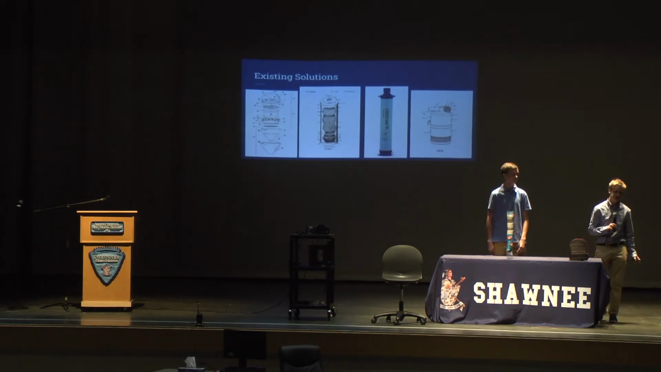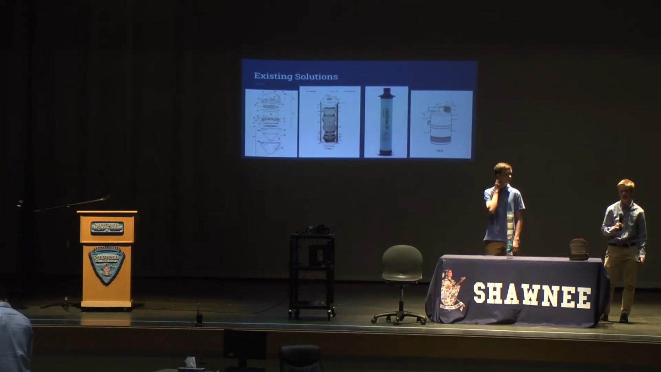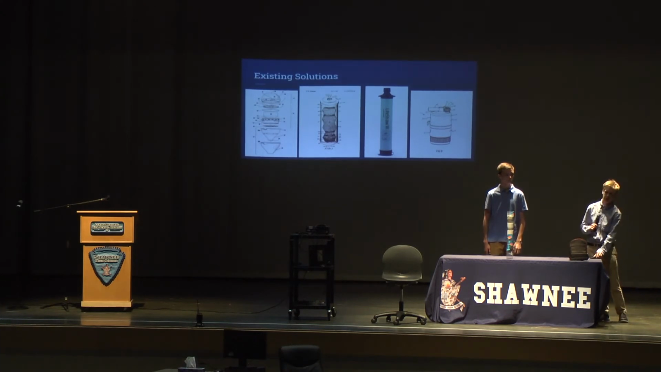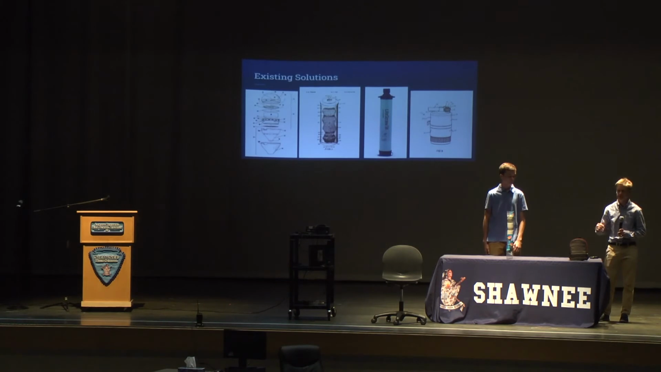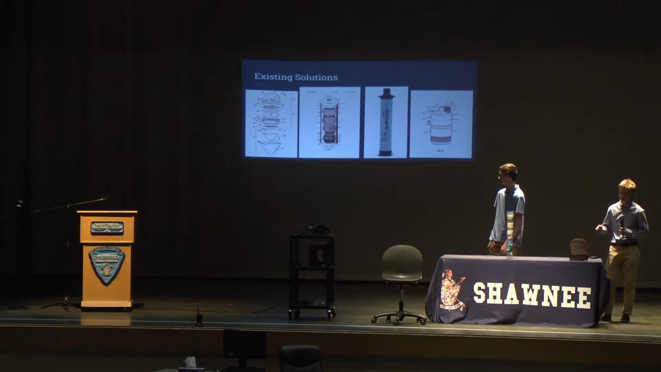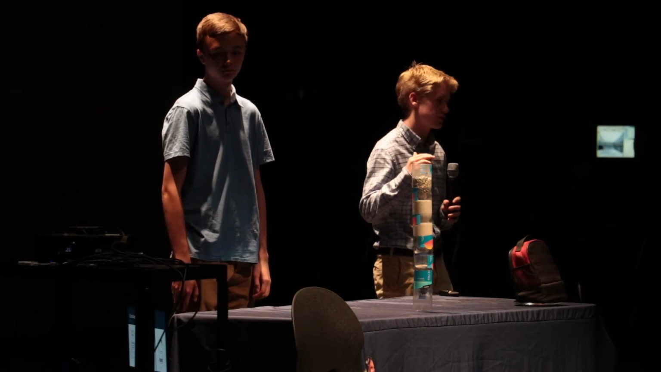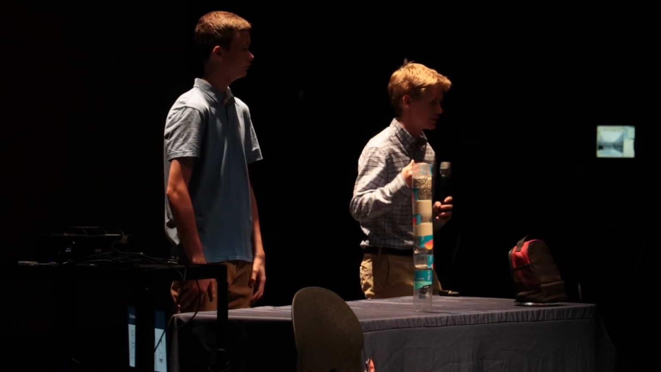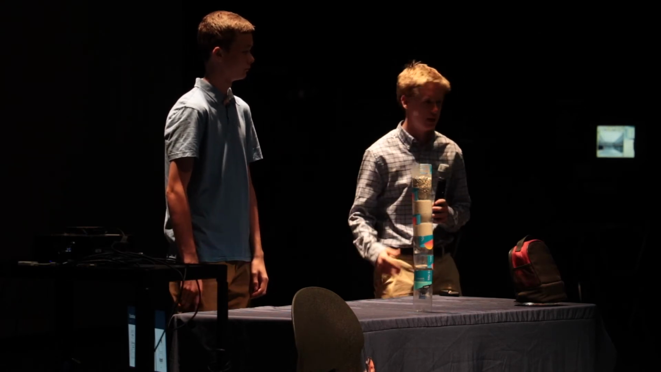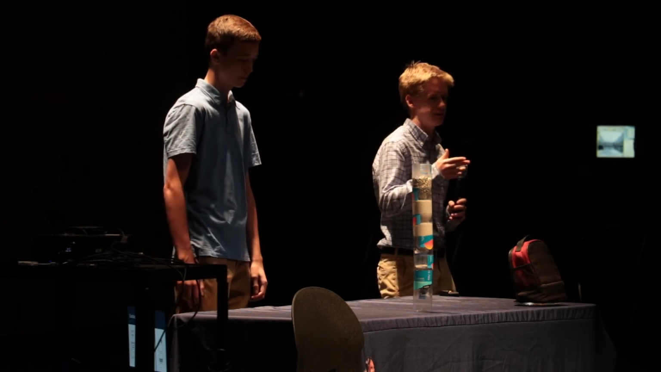Okay, so now for our existing solutions. We did a lot of different research about existing patents that have both expired and are currently going, just to see exactly what other people have come up with, because like I said, this is a problem that many people around the world are trying to solve. So the first one is essentially a cone-shaped device with different filtration layers throughout, and you just pour the water through and it comes out filtered, which is also essentially used in a lot of common households today with filters like Brita.